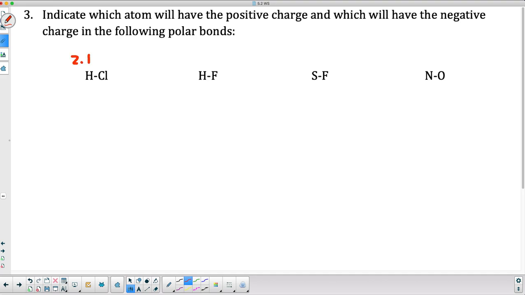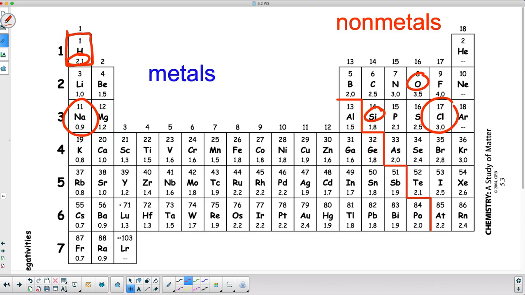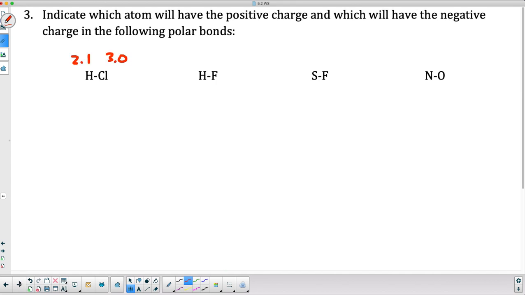Okay, so what I do typically, almost always, I take a look. I know that 2.1 is for hydrogen and 3.0 is for chlorine. If you're not sure about that, I go back to the table. 2.1 for hydrogen, I already circled it. And 3.0 for chlorine, I circled that one also. The one that's more electronegative is the one that's going to get the minus charge, and the one that's less electronegative is going to get the positive charge. So I'm going to do a +1 for hydrogen, -1 for chlorine.